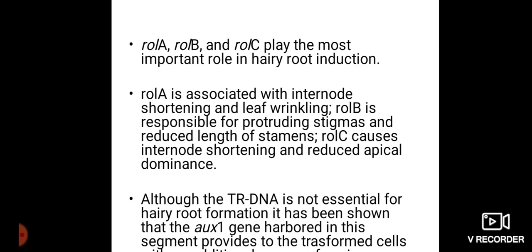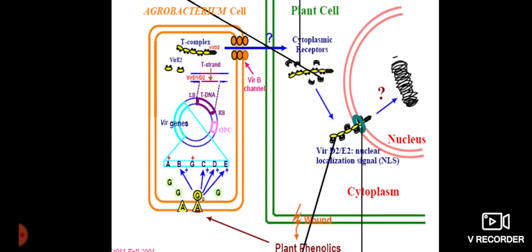The rolA, rolB and rolC are the most important genes responsible for hairy root induction. RolA is associated with internode shortening, leaf wrinkling and other effects. RolB is responsible for protruding the stigmas and reducing the length of the stamens. RolC causes internode shortening and reduces apical dominance. Although TR-DNA is not essential for hairy root formation, the aux1 gene harbored in this segment is responsible for that.